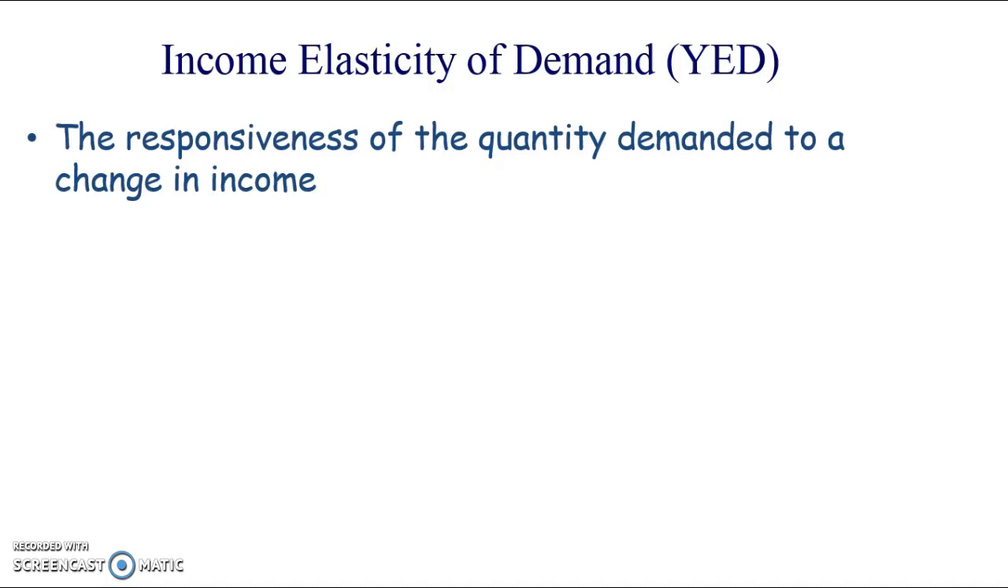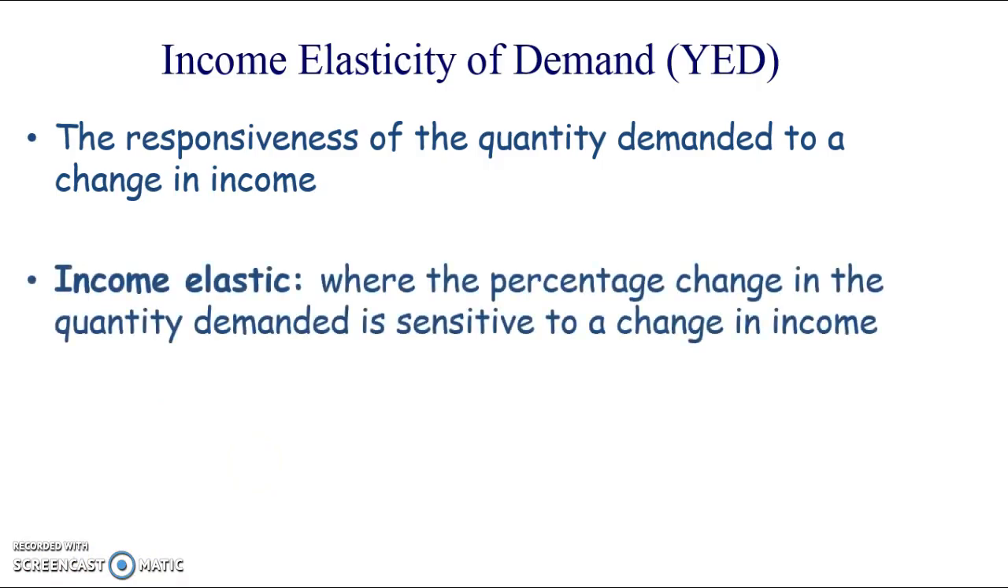So income elasticity of demand is the responsiveness of the quantity demanded to a change in income. Remember, the most important thing here is that we're changing the income first of all, and then we're observing how the quantity demanded responds to that. So we can get a few interpretations from this. We're going to see that it's elastic or inelastic, but we're also going to be able to tell if something's a normal good or an inferior good. So a bit of a link back to when we were looking at demand as well.